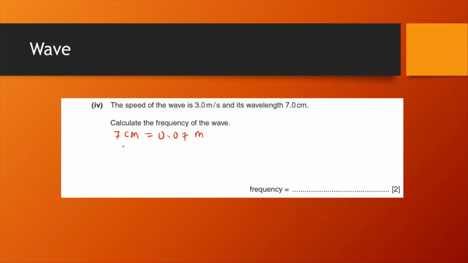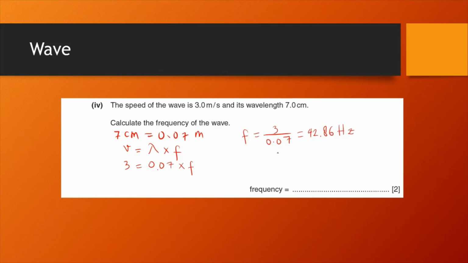Then, speed equals wavelength times frequency. The speed is 3, the wavelength is 0.07 times frequency. So the frequency equals 3 over 0.07. The answer is 42.86 Hertz.